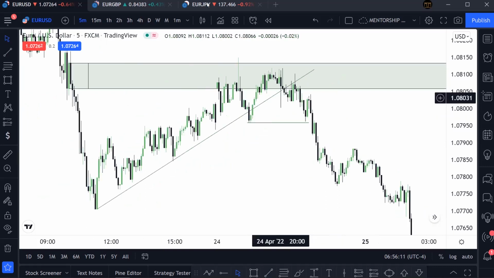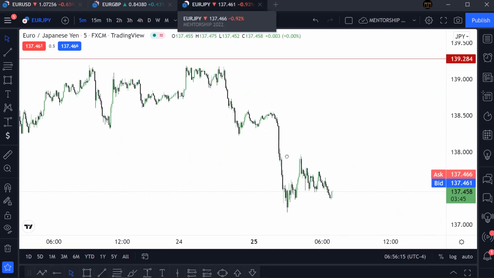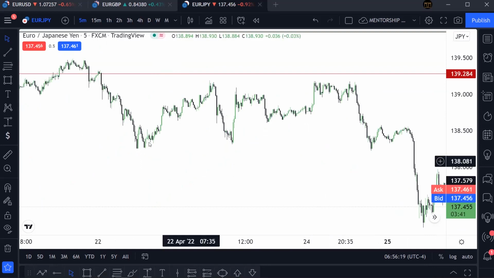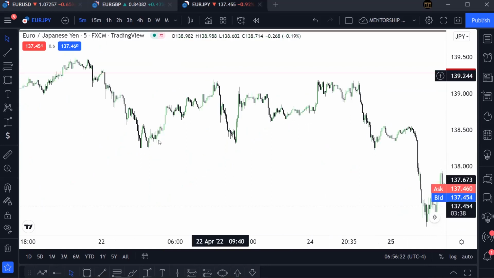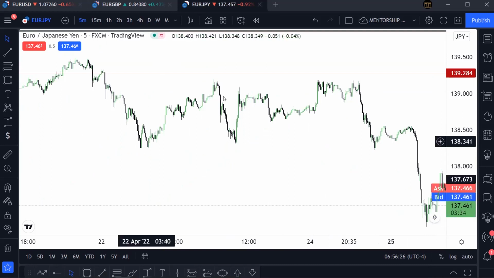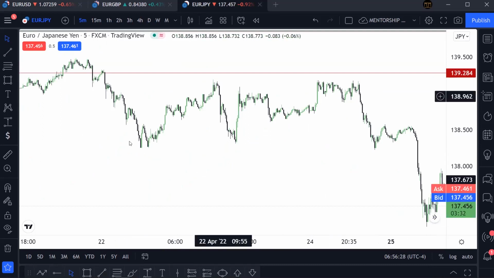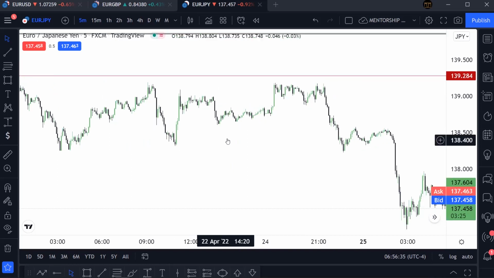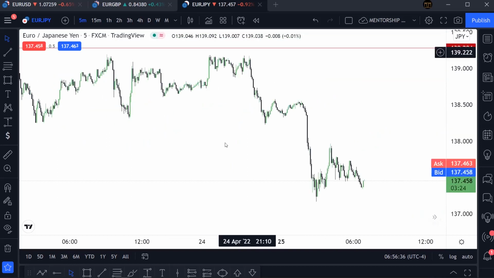So let's look at the Euro JPY as well. Why did price drop? Now this is not a flag pattern that you will take. Though it is a trend continuation pattern kind of, it's not a flag. It is just some indecisive movements in the market. So let's see why price did this.